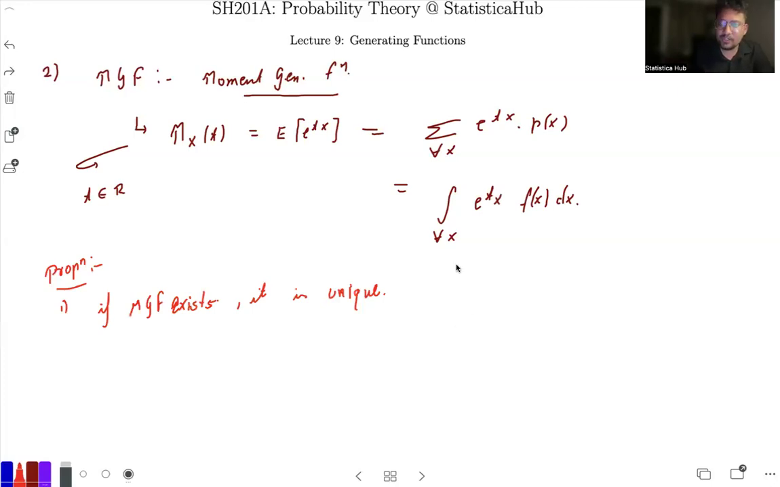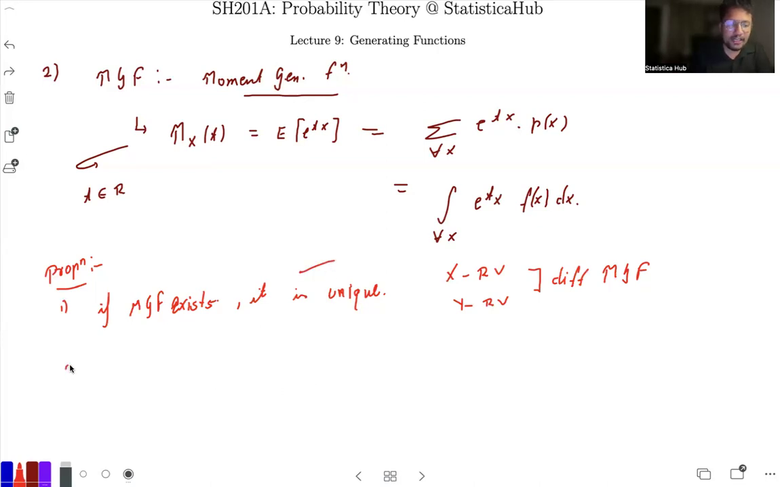That means if you have a random variable X and another random variable Y, and these are two different random variables, they will have different MGFs. Likewise, if you are given two random variables and you find that they have the same MGF, then you conclude that these two random variables are not different. They are the same random variable. That is the property of uniqueness.